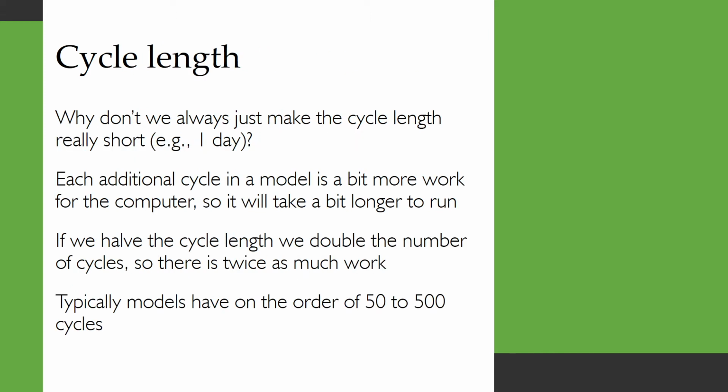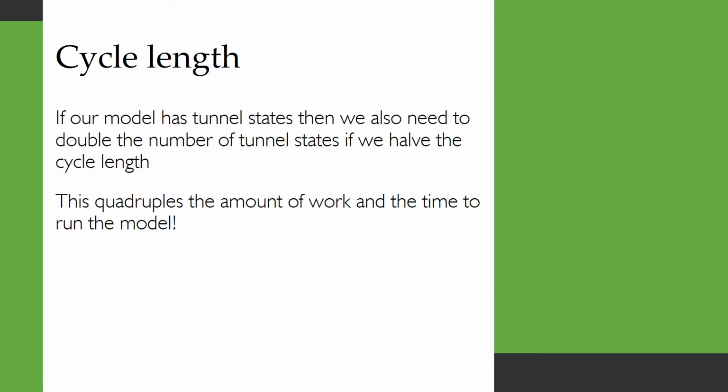You might wonder, why don't we always just make the cycle length really short, for example 1 day? The problem is that each additional cycle in a model is a bit more work for the computer, so it will take a bit longer to run. If we halve the cycle length, we're going to double the number of cycles, so there is twice as much work for the computer to do. That's why we typically have models with on the order of 50 to 500 cycles.